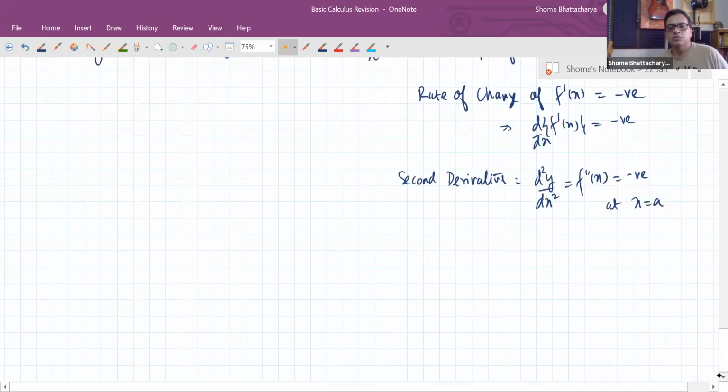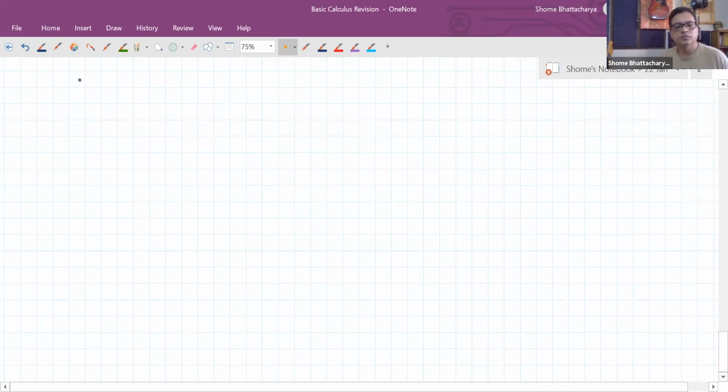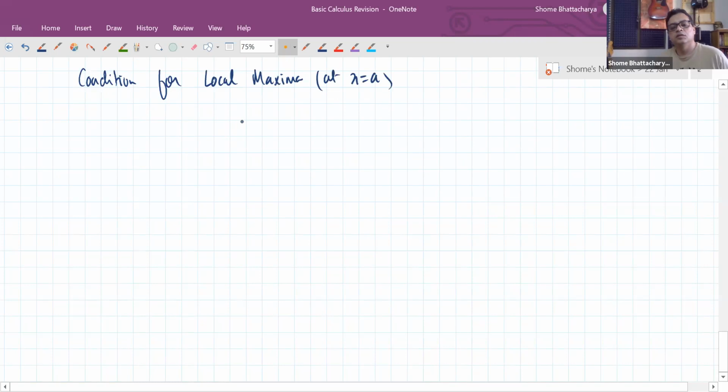Okay. So this gives us the condition for local maxima at a point x equal to a. The derivative of the function at x equal to a should be 0, and the second derivative of the function at x equal to a should be a negative quantity.